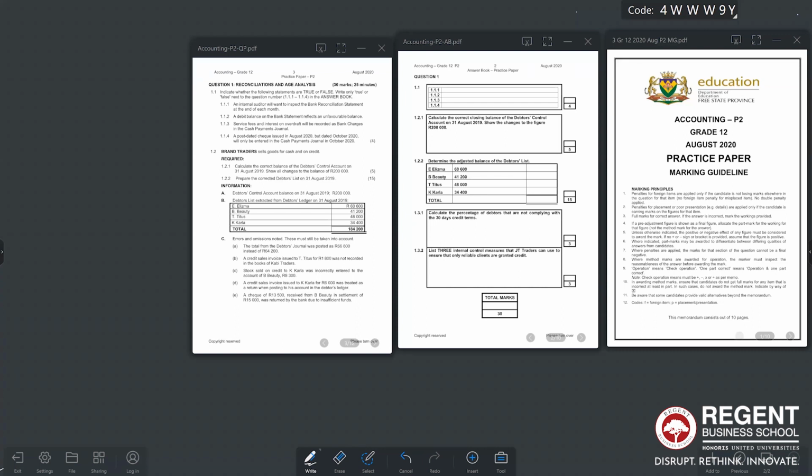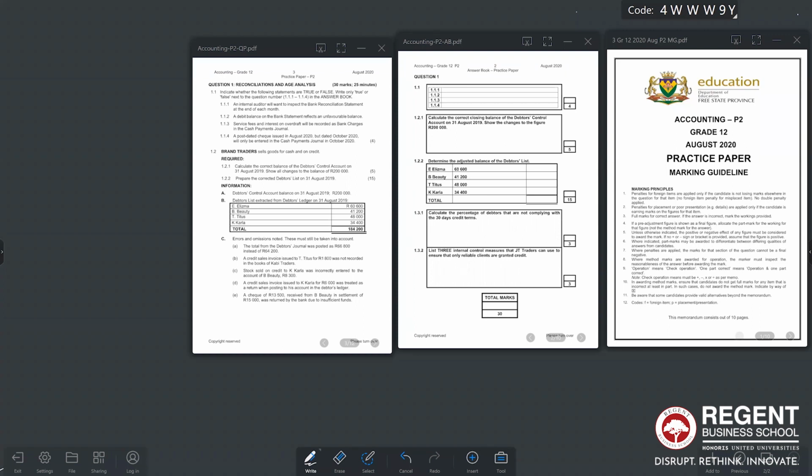Okay, the fourth one, I'm going to leave that because it's dealing with a post-dated check which you will not be tested on. So I'm not going to do the fourth one. I don't want to confuse anybody. Don't worry about number 4. Brand traders sell goods for cash and on credit.